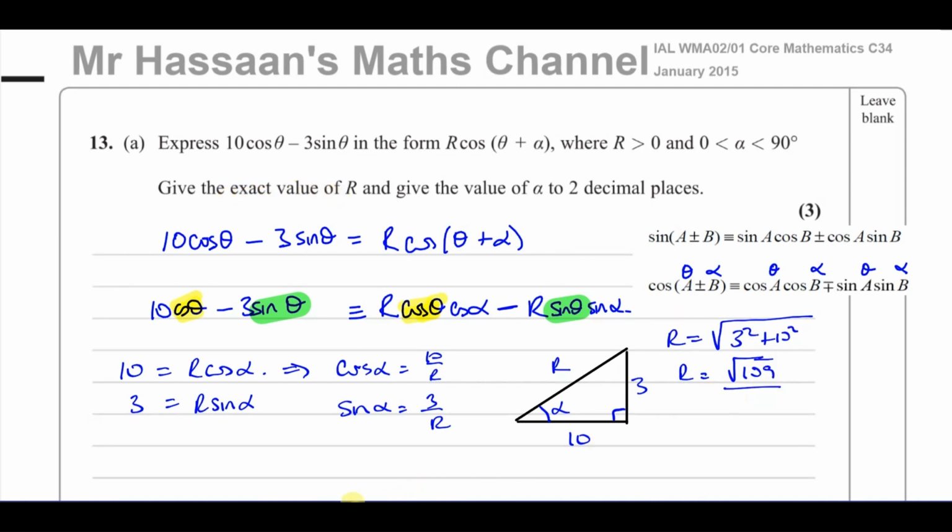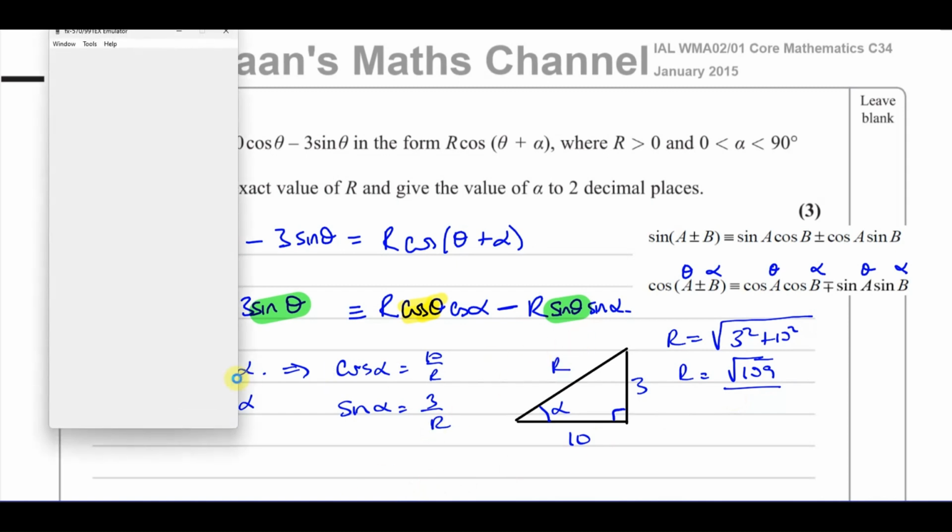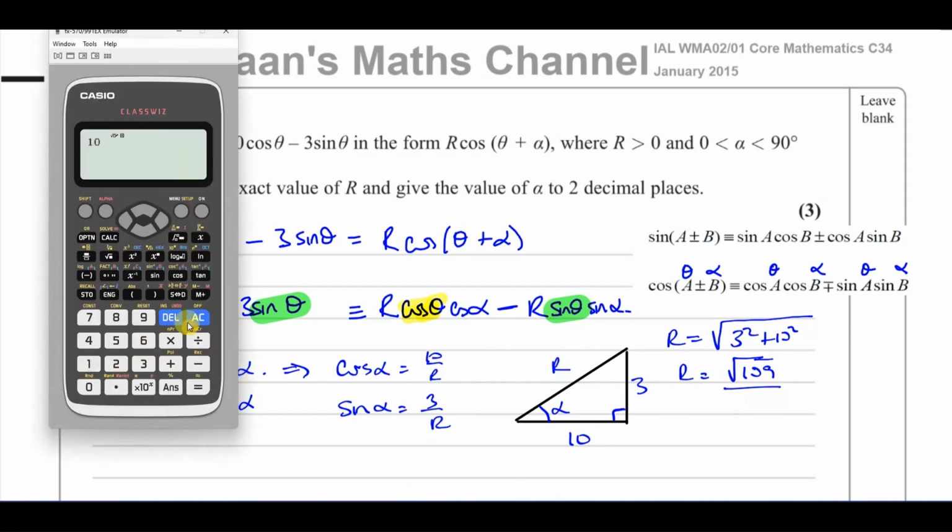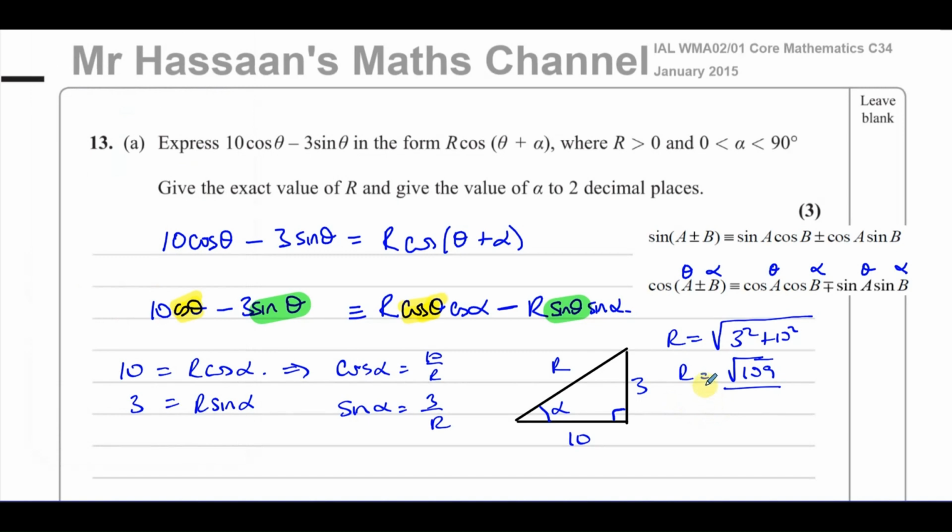We'll just check in case. I don't think this has a perfect square factor, but if we put the square root of 109 in, we can make sure that we can't simplify it. No, that doesn't simplify. So there's r, we found what r is. And then we're going to find alpha. That's pretty simple. We can use tangent. The tangent of alpha is equal to 3 over 10, opposite over adjacent.